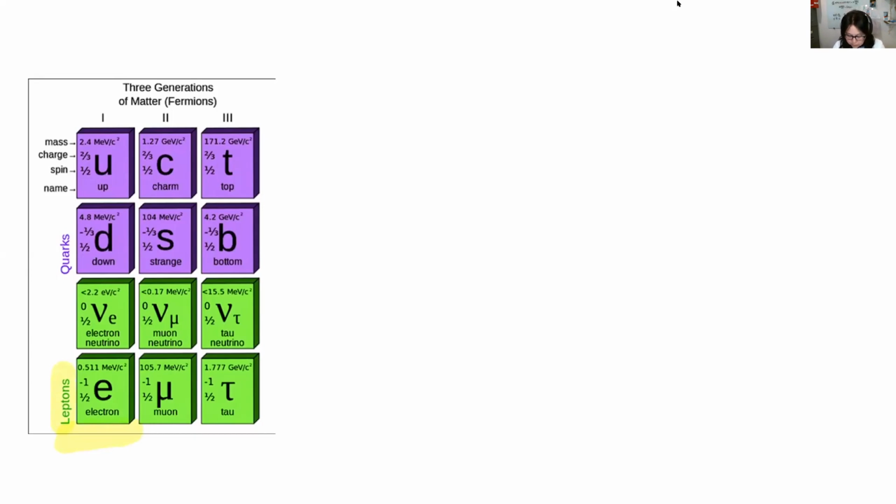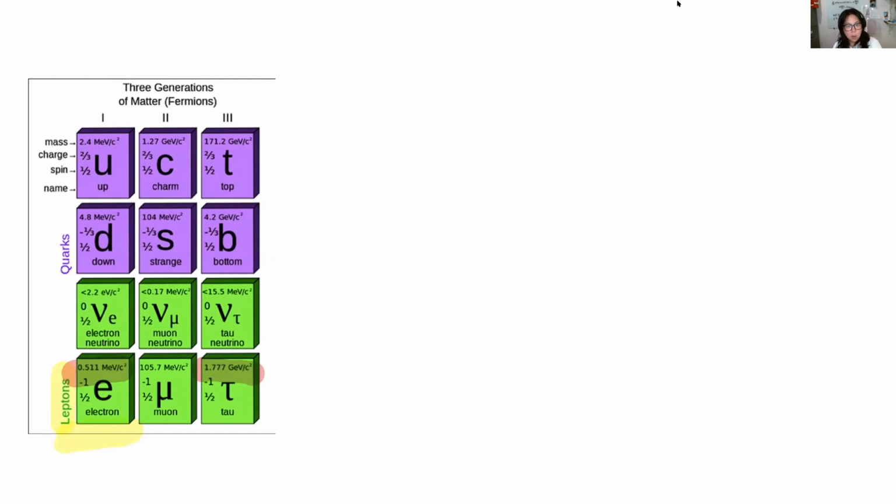And you see over here it has 0.511 mega electron volts per c squared. The electron volt is energy, so divided by c squared gives mass. You might have heard the equation E equals mc squared. The bigger the energy, the bigger the mass, right? So you can see that tau here has 1.77 giga electron volts per c squared, so it is heavier than electrons.